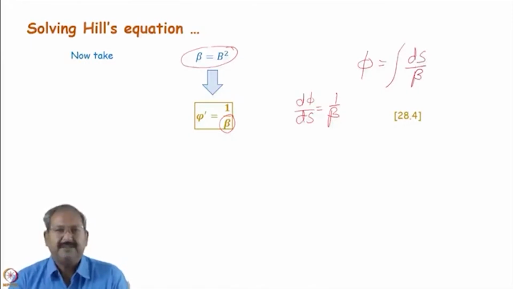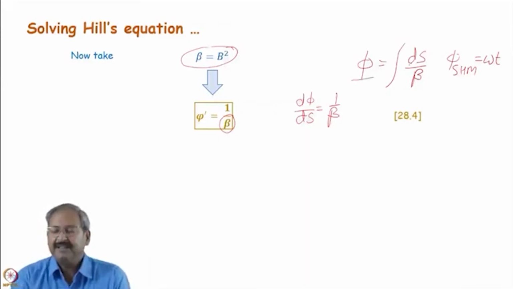So this is a bit different relation than the simple harmonic oscillator. In a simple harmonic oscillator, what do you have? Phi SHM is equal to omega t. So phi SHM varies linearly with the independent parameter t. Phi is directly proportional to t, but in the case of betatron oscillation, it is not so. Phi varies with the integration of ds by beta. So it has a complicated relation with the independent parameter, and visualization is tricky. In the case of the simple harmonic oscillator, the visualization of phase is quite easy. Here it is quite tricky.